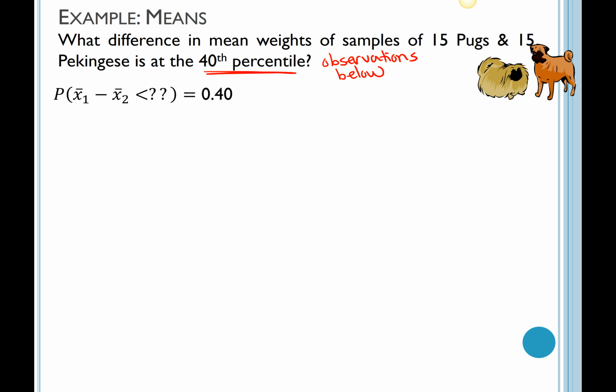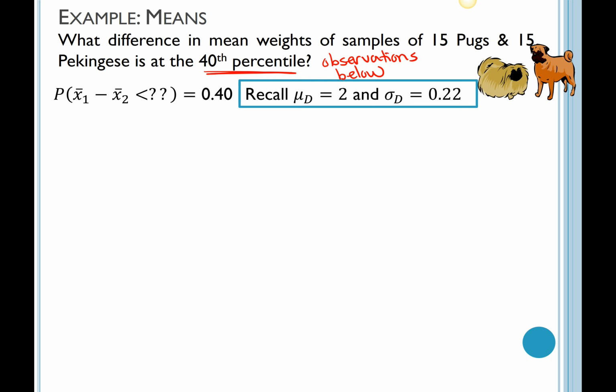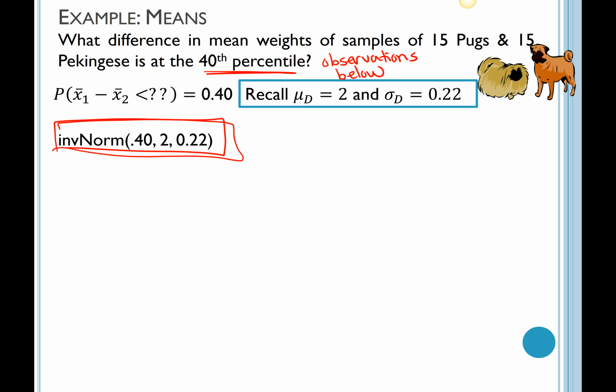So remember that we use this difference here. We use inverse norm to figure out that observation. So that observation should be 0.4 for the area for inverse norm, 2 and 0.22. If you plug this in, this is going to give you that weight, that mean difference weight. So we're going to need to figure that out.